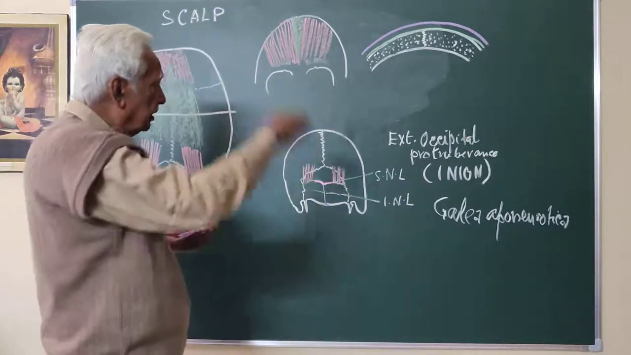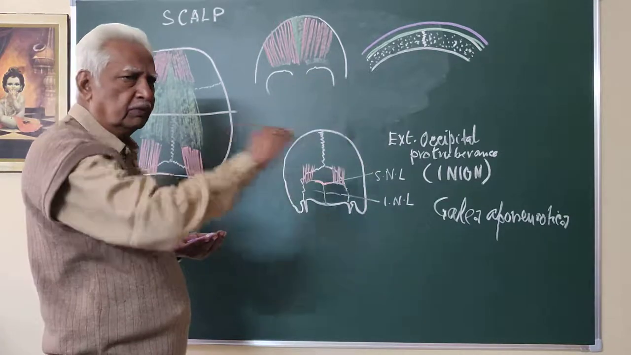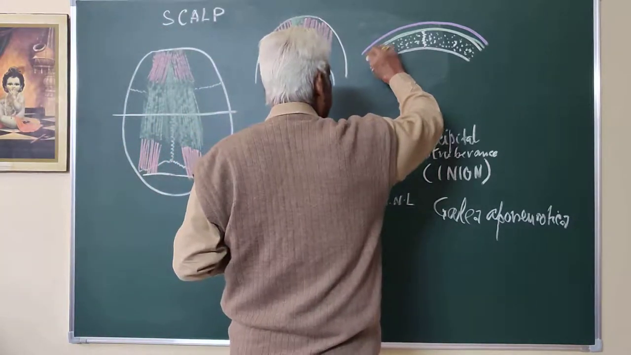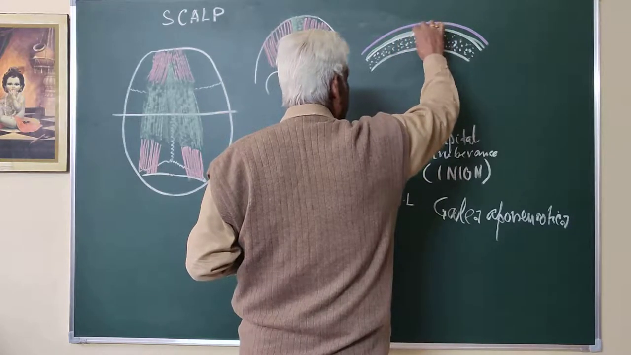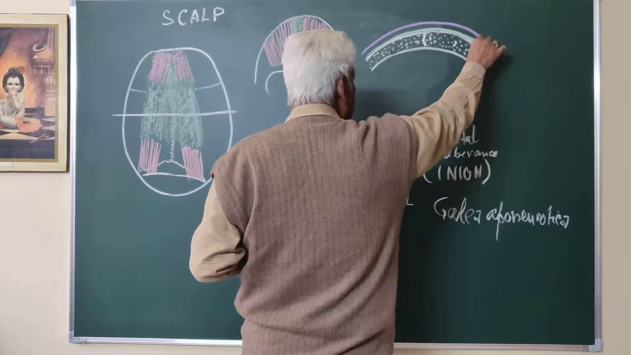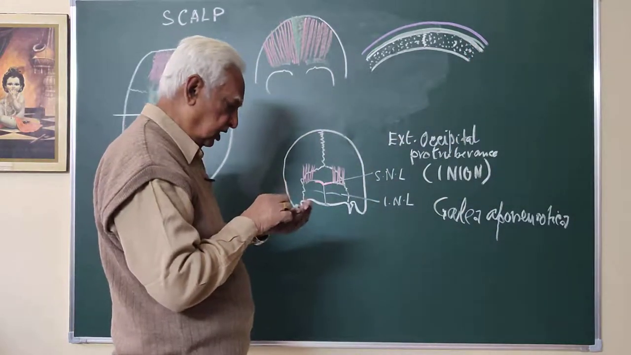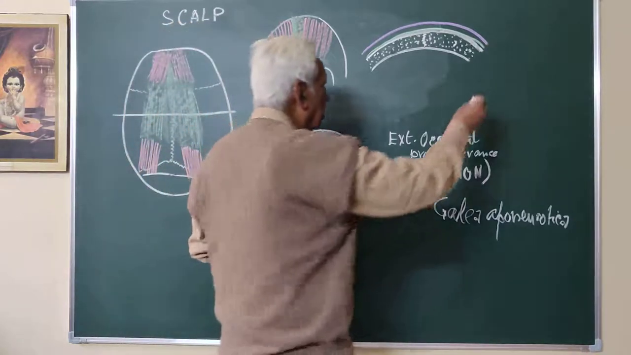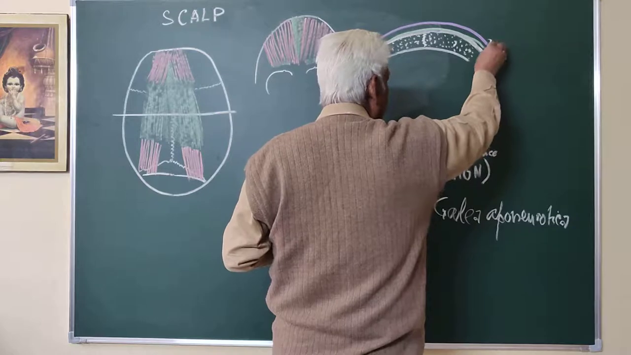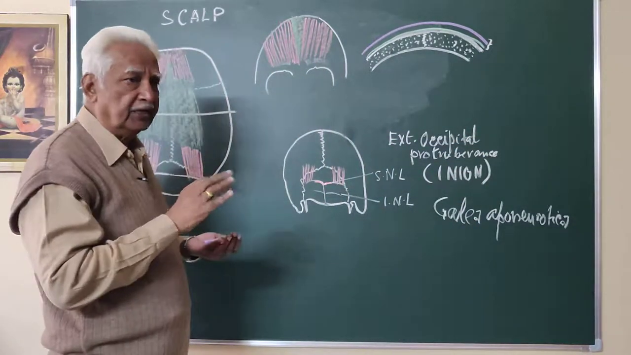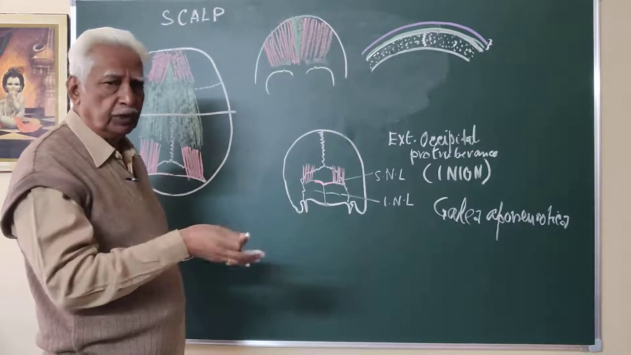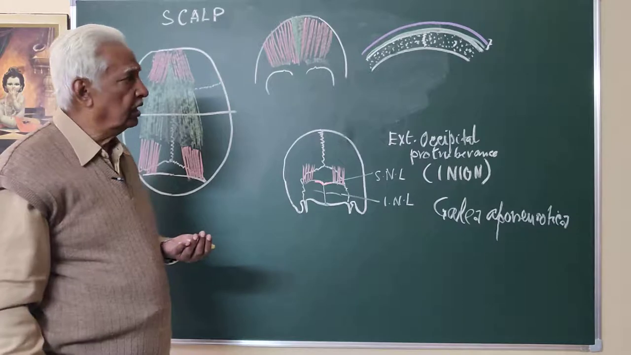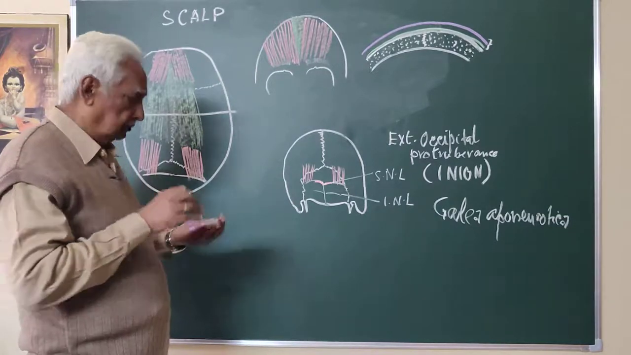Deep to the galea aponeurotica there will be the loose connective tissue, which is a very thin layer, and the pericranium, which is the outermost covering of the skull bones. This we can just understand here. These three layers, skin, superficial connective tissue, and the galea aponeurotica within this bracket, are fused together surgically and form a single layer. So when the occipitofrontalis muscle contracts, there is simultaneous movement or gliding of the connective tissue with the skin of this region.